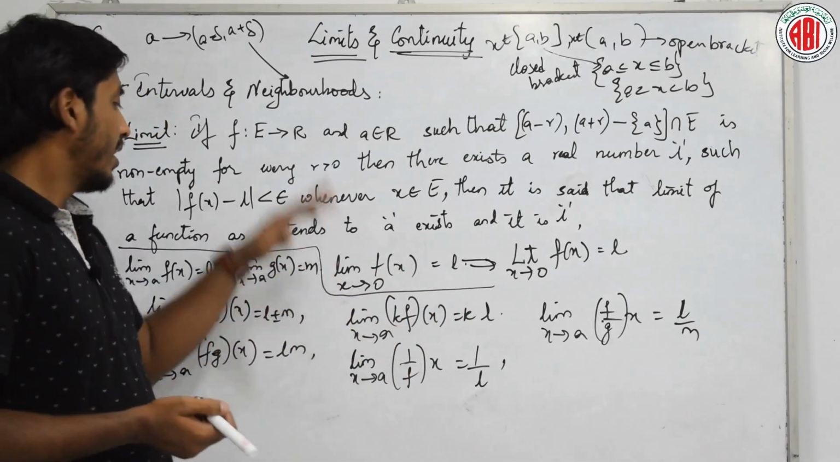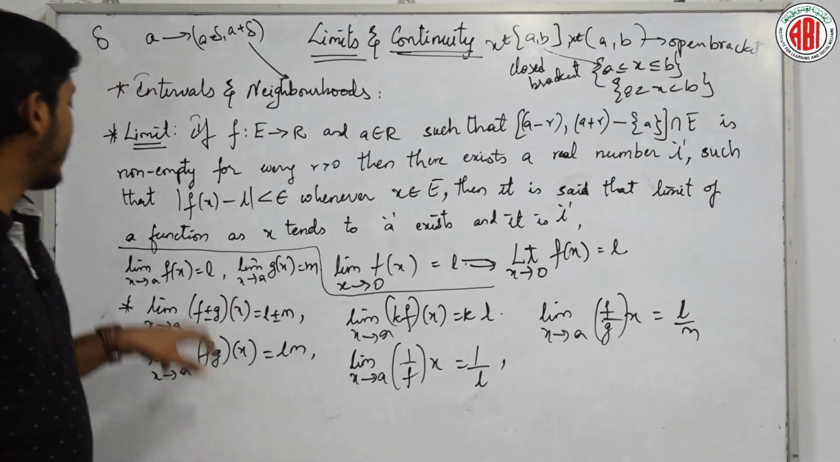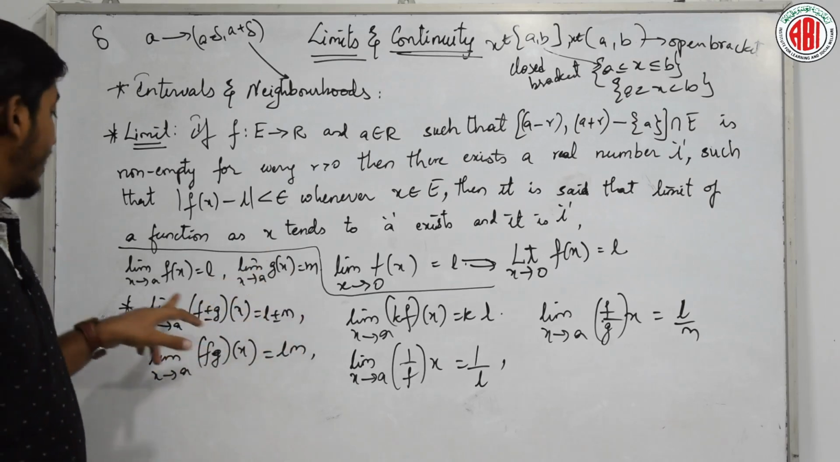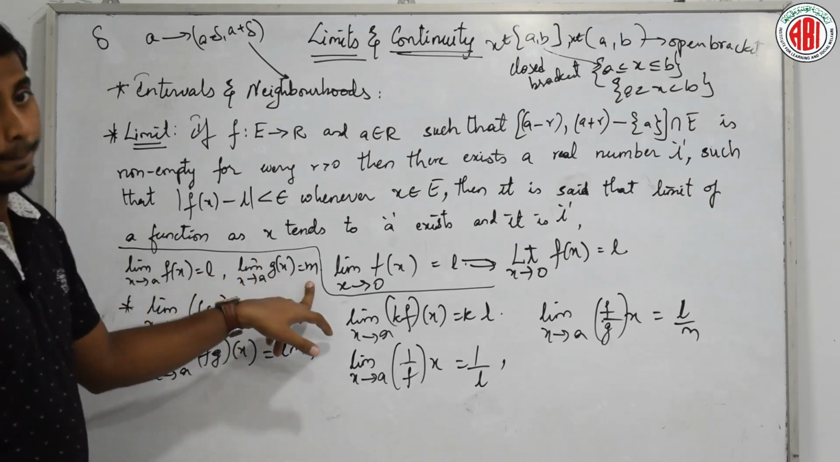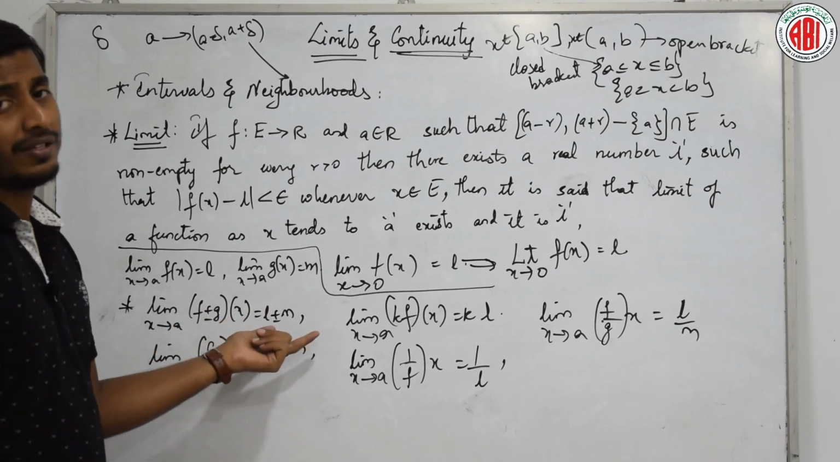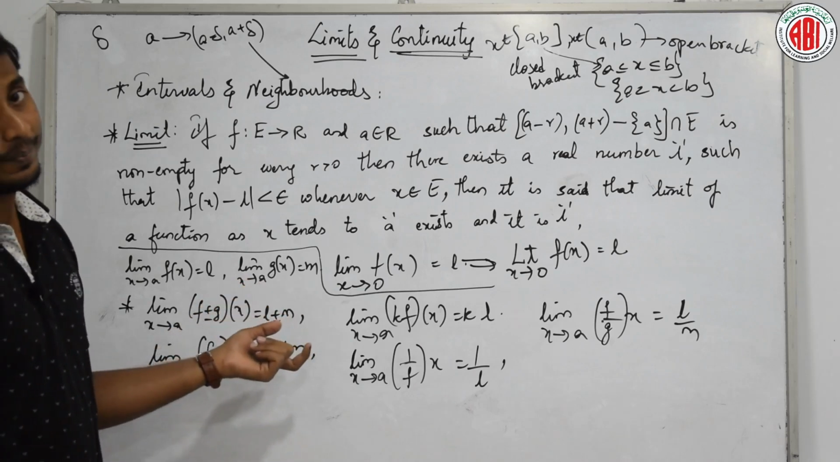Clear? Fine. Based on that, let's have a few simplifications. For example, if I have two functions f of x and g of x and their limits as x tends to A are L and M. What if I add or subtract those functions? If I add, I will get L plus M. If I subtract, I will get L minus M.